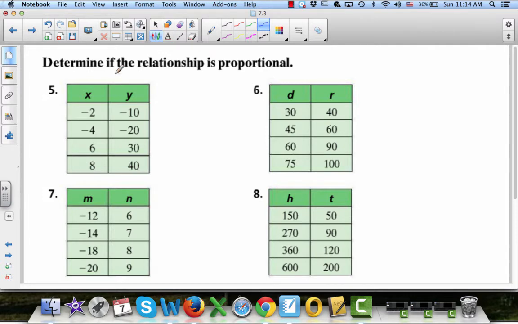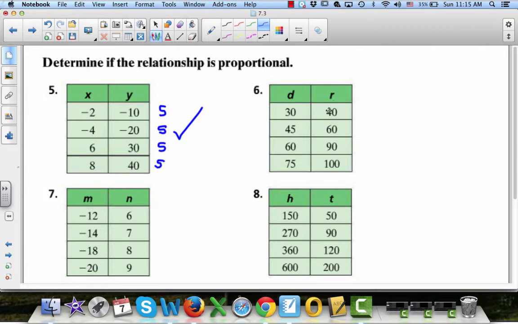Determine if these relationships are proportional. Okay? So we come over here and we go -10 divided by -2, and that gives us 5. -20 divided by -4 gives us 5. 30 divided by 6 gives us 5. And 40 divided by 8 gives us 5. So yes, that one is proportional. Now you take the time to do the next 3. Pause the video and get back to me when you're finished.